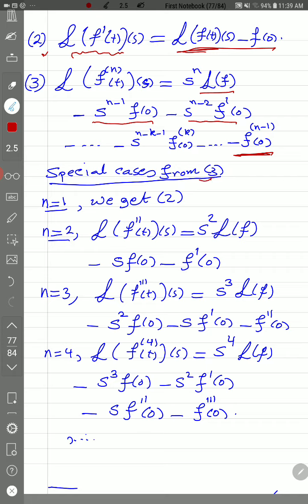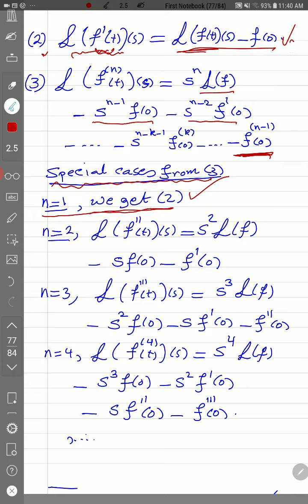Okay, I put special cases because I know this is very important when we solve differential equations. Because if you remember, in the differential equation we have y prime, here y double prime, then coming, and we go until the higher derivatives. Okay, now these are special cases. n equals 1, we get number 2. I put it here, okay? Number 2, when you put n equals 1 here, just s L of f minus f of 0. Minus f of 0. So 2 terms, you get number 2. I put it here.